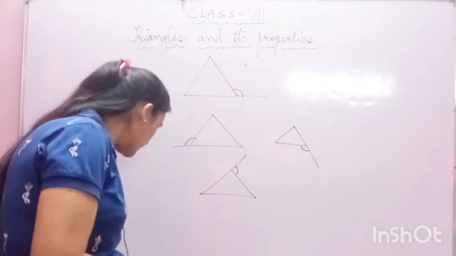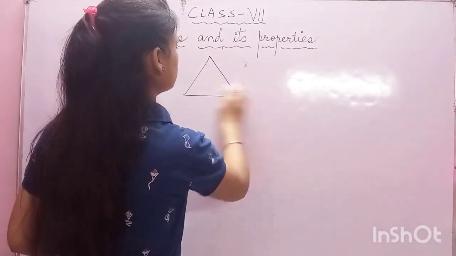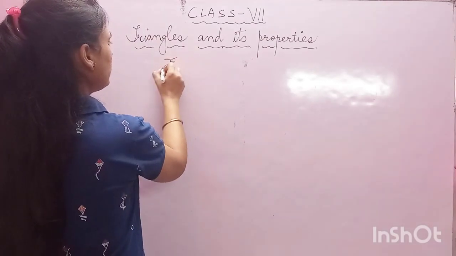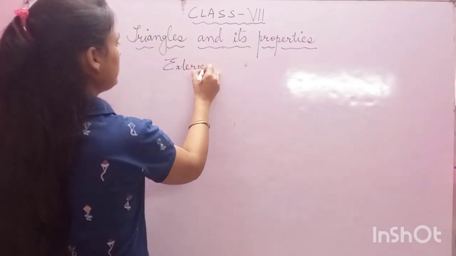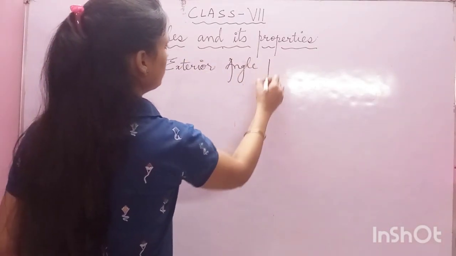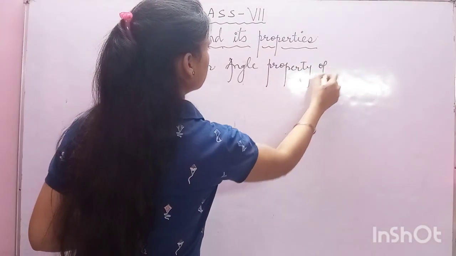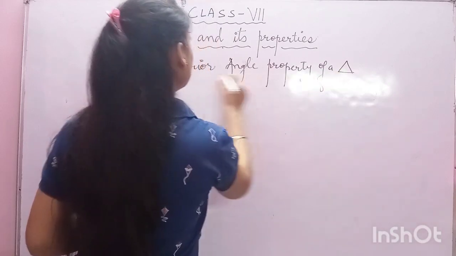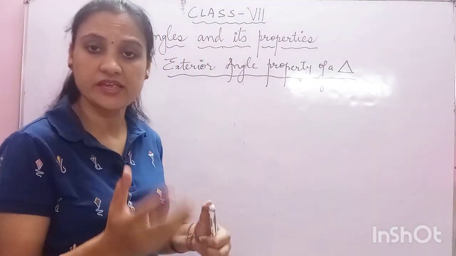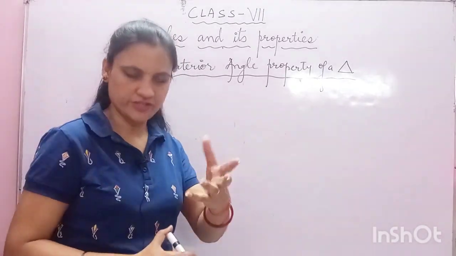Good. Now let us come to the property. What do we call it? Just a minute, I'll explain it to you. So what are we going to understand? We are going to understand the exterior angle property of a triangle. Very easy, kids. It's really very easy. It's not just for the saying I'm telling you. It's really easy. Understand? I'll take a few questions for you.